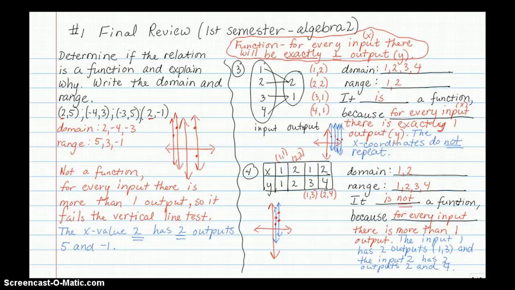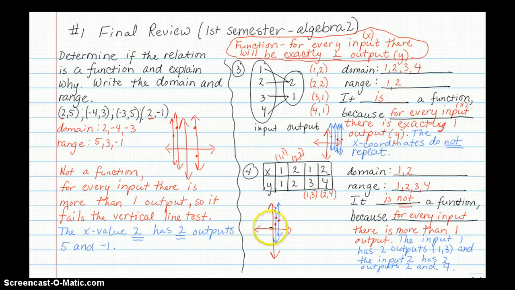Okay, let's go to number 4. It's a little different table, and it's an input-output table. The ordered pairs are 1, 1, 2, 2, 1, 3, and 2, 4. The inputs are 1, 2, 1, 2. We only write 1 and 2 for the domain. The output values are 1, 2, 3, 4, so the range is 1, 2, 3, 4. And it is not a function because for an input there is more than one output.